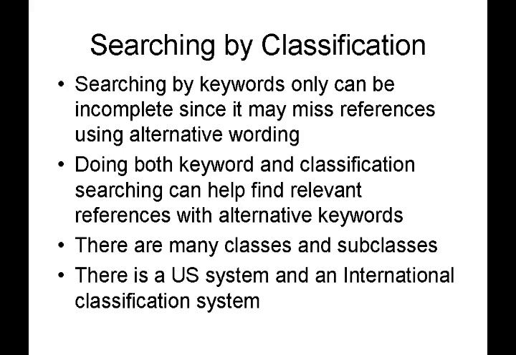However, if you identified relevant classifications, you can also search by classification. When you search by classification, you can perform a search based on that classification regardless of the words used to describe the references. In this way, you may catch additional relevant references. Thus, a good search will use both keywords and classifications.